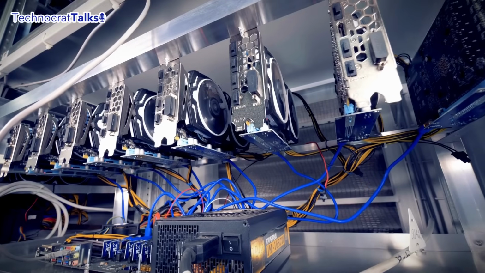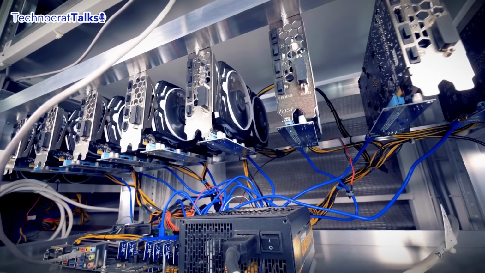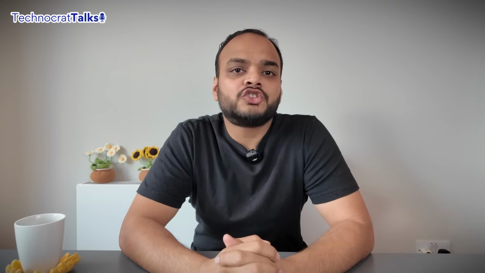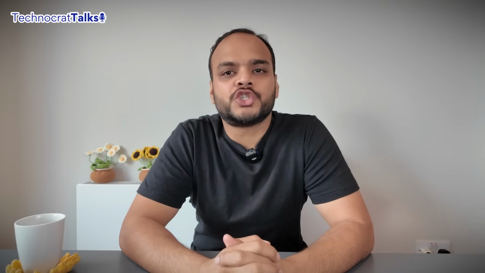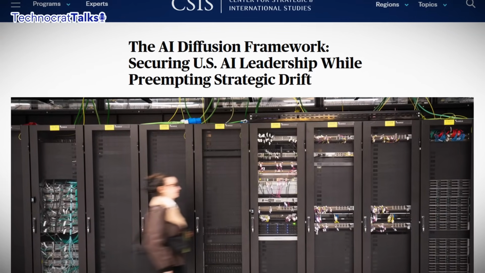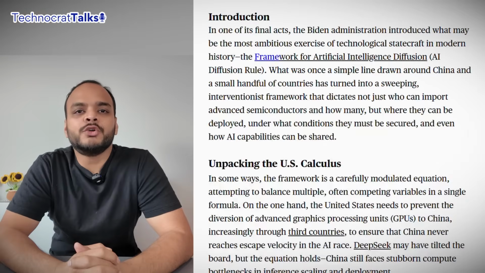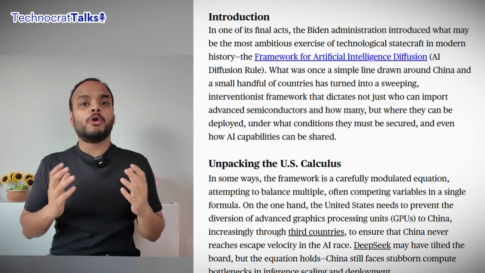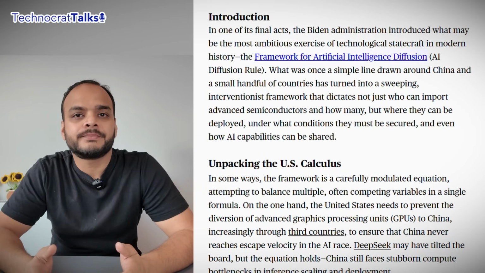Artificial intelligence is reshaping the world. And at the heart of it lies the advanced computing power given by the GPUs. But as AI grows, so does the need to regulate its diffusion. Enter the AI Diffusion Rule. It's a framework introduced by the United States to control global access to high-tech chips.